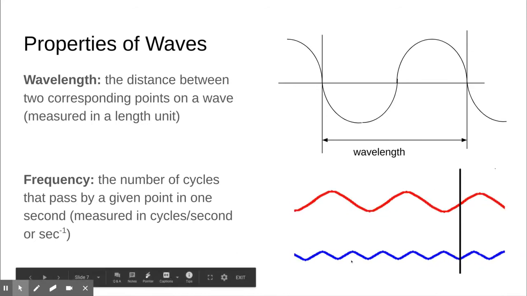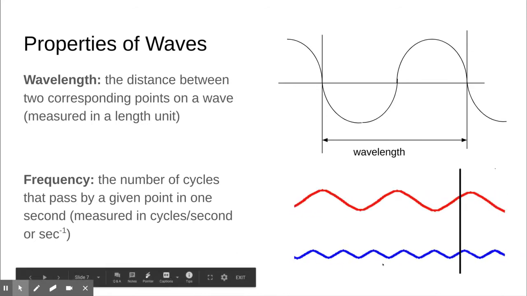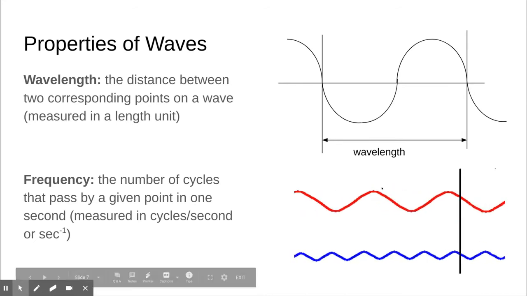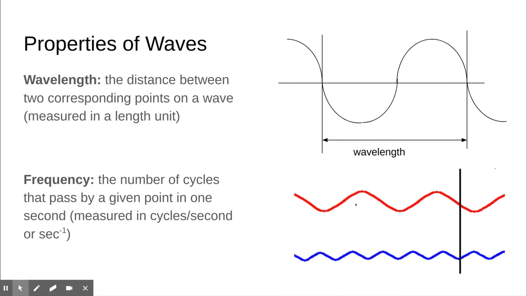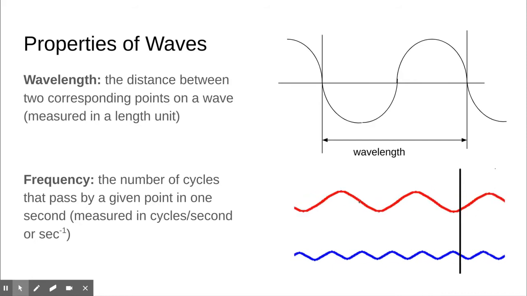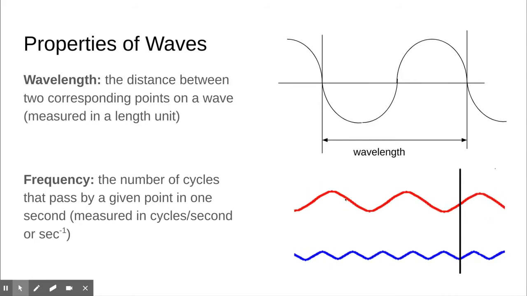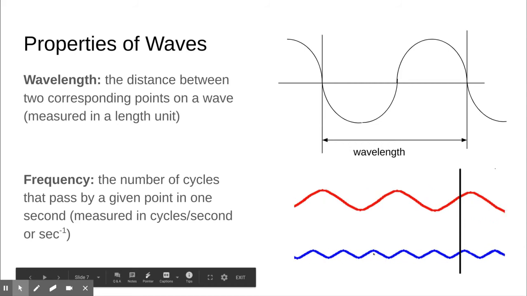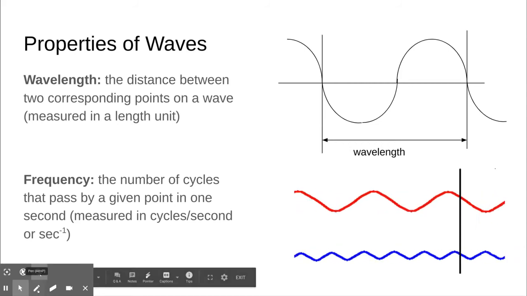This also gives you a look at a different type of wavelength. So you can see how wavelengths can be different. The red wave here has a longer wavelength. It's a longer distance between any 2 points. The blue wave has a shorter wavelength. All right.